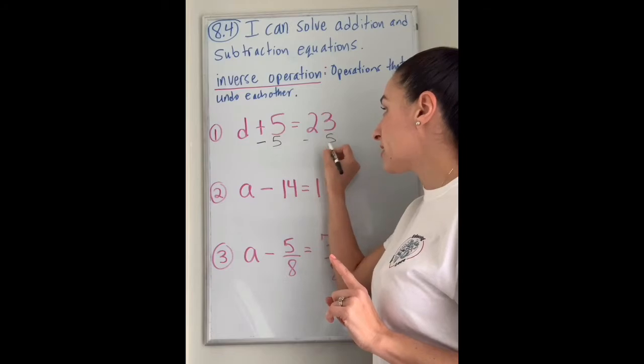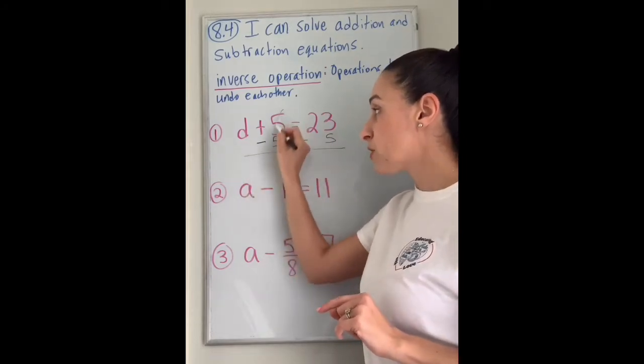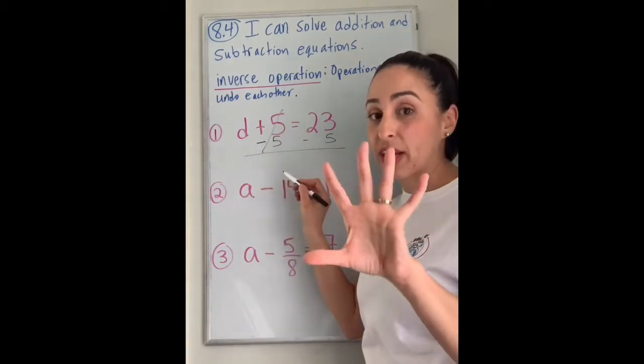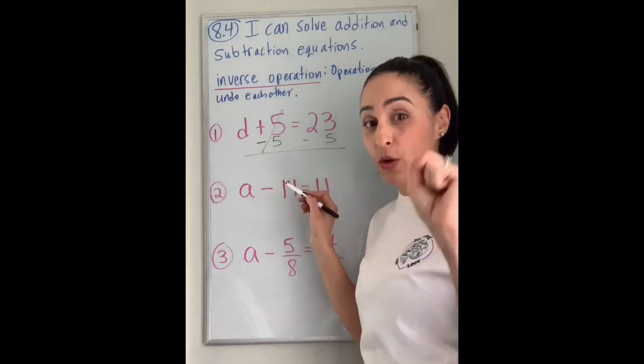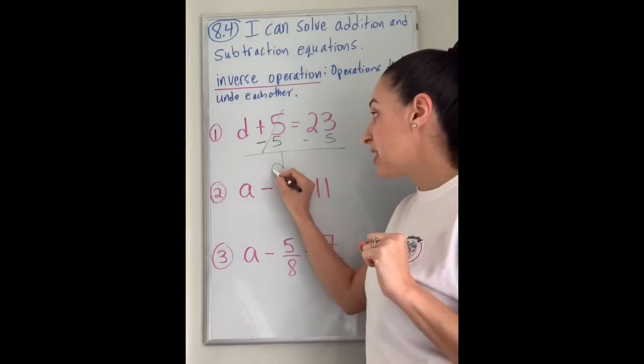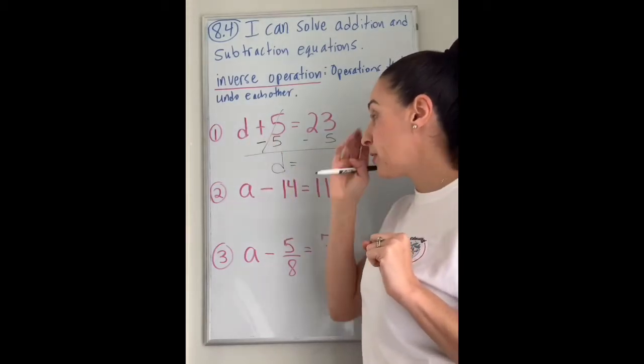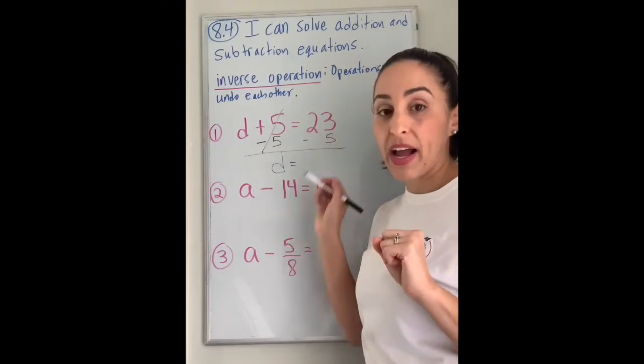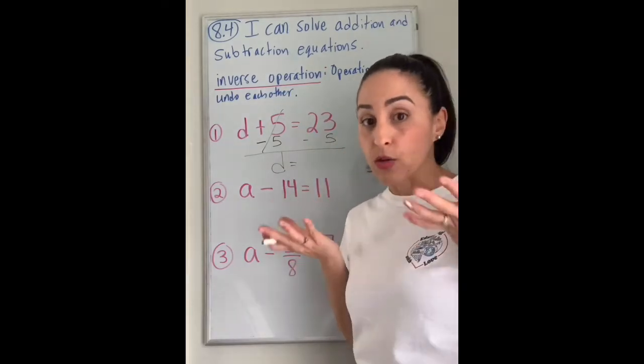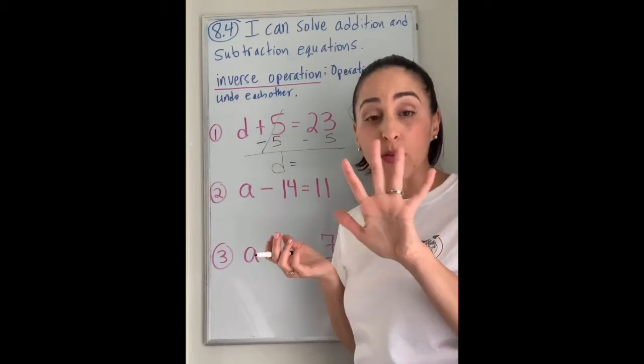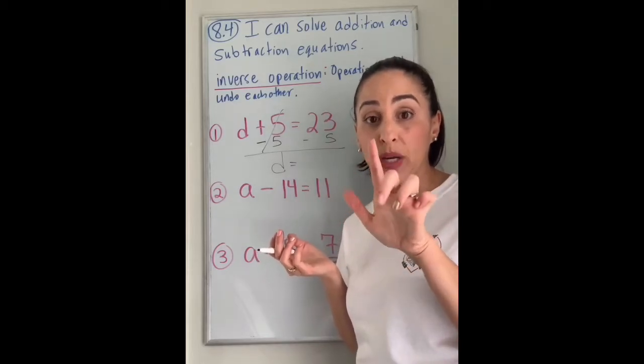Subtract 5 from this side. Cancel this out because 5 take away 5 is 0. And that's what you want. You always want 0 where the variable is at. D equals, bring down what you haven't used, 23 take away 5. Now I can borrow or I can just do it in my mind. 23 take away 5. So 23, 22, 21.